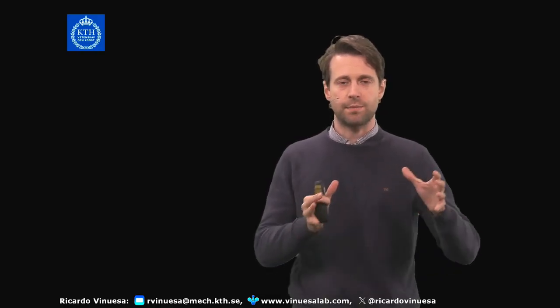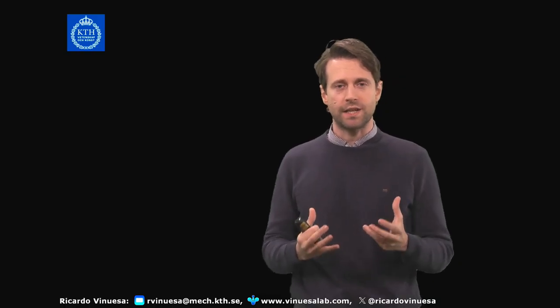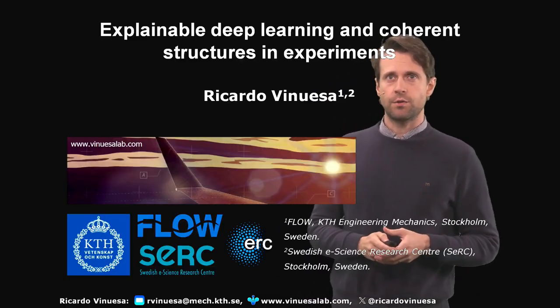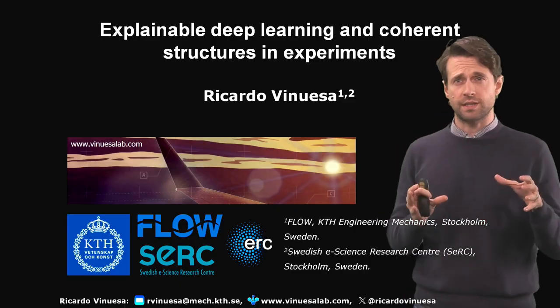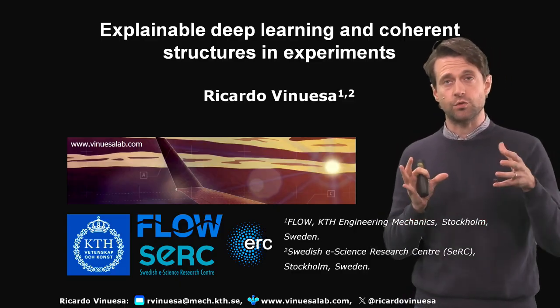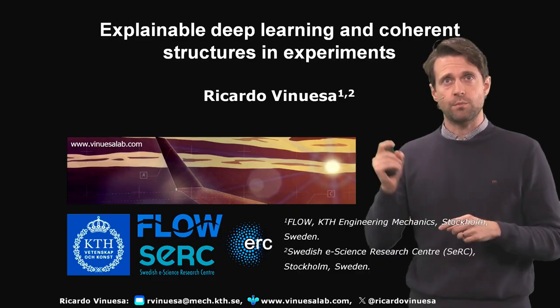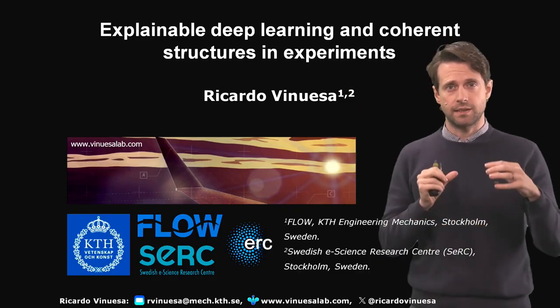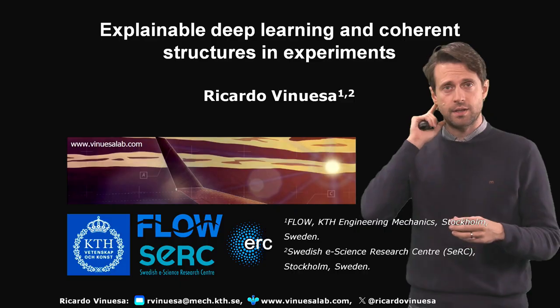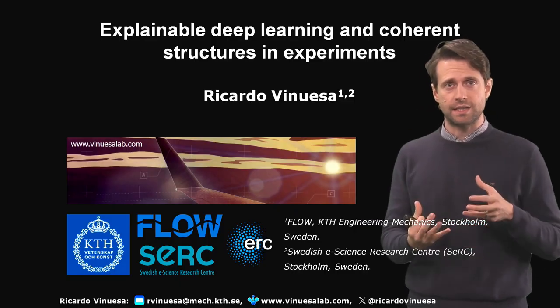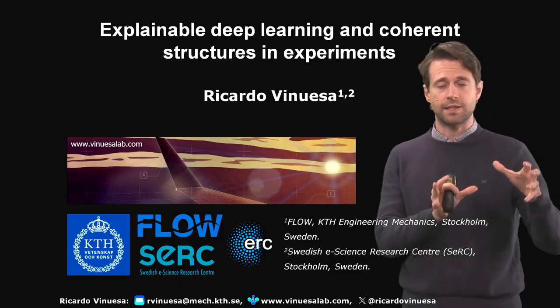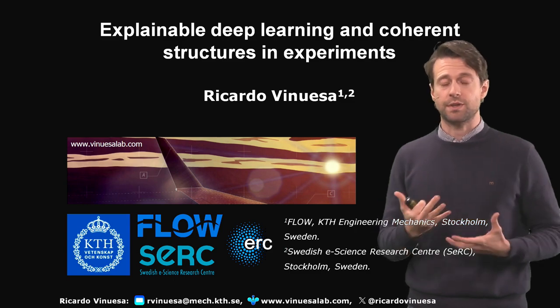I'm an associate professor at KTH in Stockholm, and today I'm going to tell you a bit more about what we discussed in the previous videos on explainable deep learning to try to identify coherent structures in turbulence. If you remember the previous videos, we were using this explainable deep learning method to see how we can identify regions of importance, and today the focus is going to be more on experiments. We're going to take the results that we applied for the numerical implementation, and see if they hold in an experimental realization of the flow, and we'll try to interpret things a bit more.